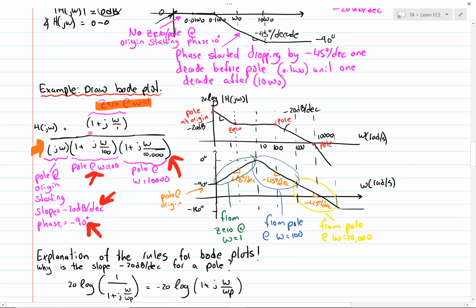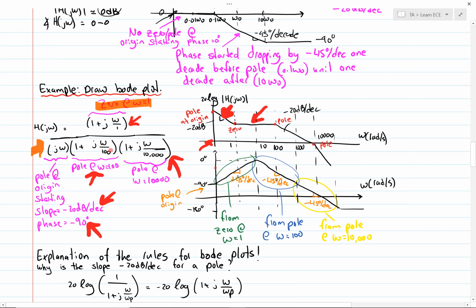Okay, so let's see, when is the first place that anything really happens? We see that there's a 0 at omega equals 1 radians per second. So we want our plot to start below that. So I've chosen to start my plot over here, which would be 0.1 radians per second. Okay, we have a pole at the origin, so our starting slope is minus 20 dB per decade, covered. At omega equals 1, we hit a 0, which means our slope changes by plus 20 dB per decade. It was going down at minus 20, changes by plus 20, so it becomes 0 dB per decade.